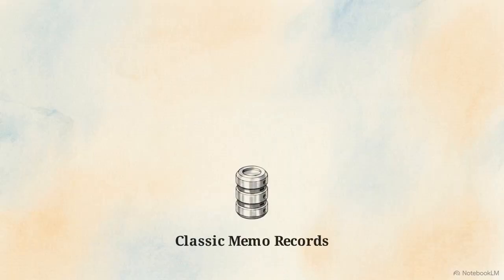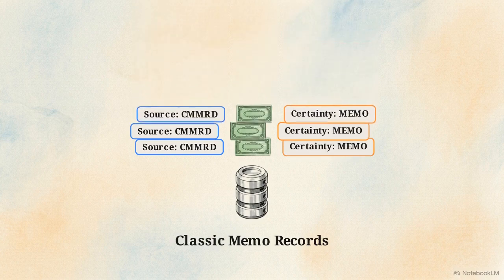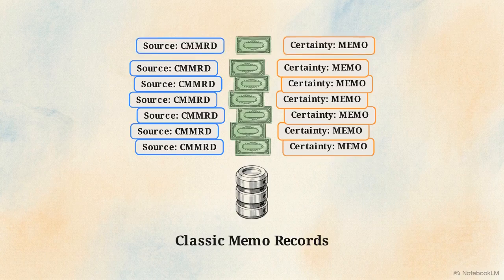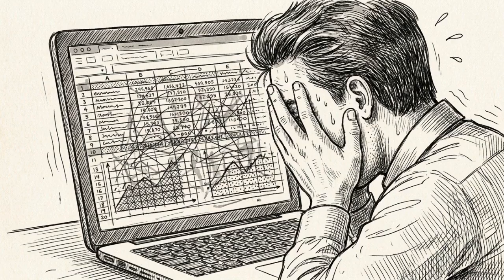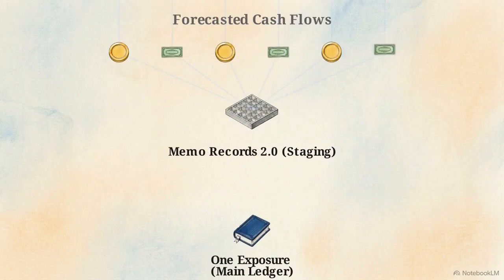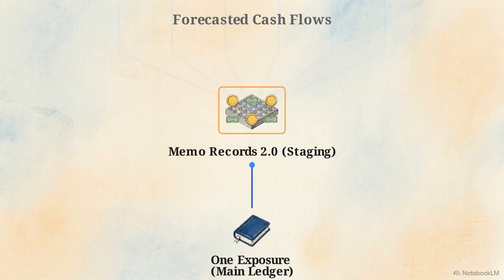In the legacy state, classic Memo Records, all forecasted data was deposited into a shared operational hub. It lacked deep structural categorization, meaning every expected flow looked functionally identical to the system. This lack of granular data control severely limited precise forecasting. You couldn't easily separate a highly probable payment from a rough generic estimate. Memo Records 2.0 upgrades this architecture by routing forecasted data into a distinct, dedicated database table before it ever interacts with the main operational hub.